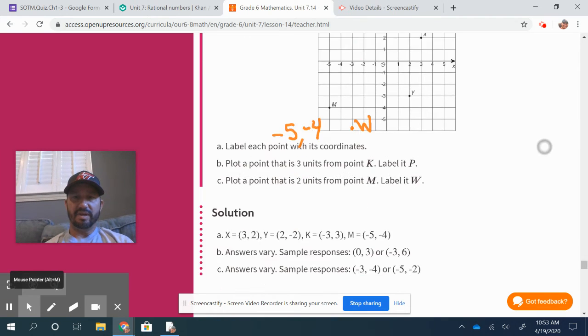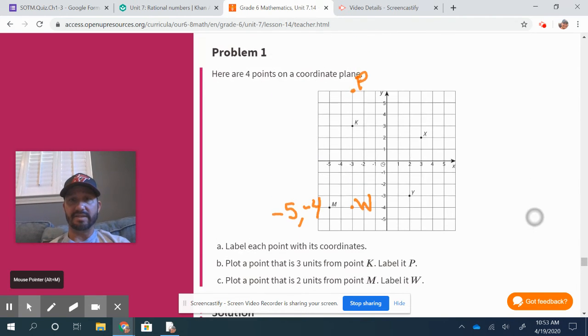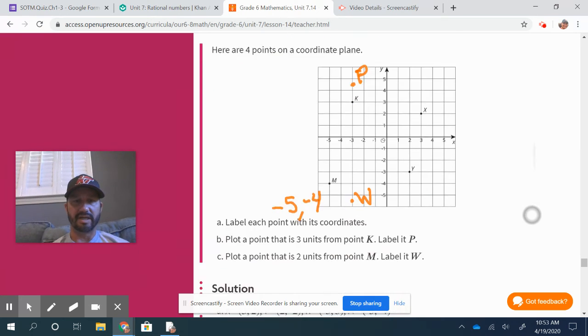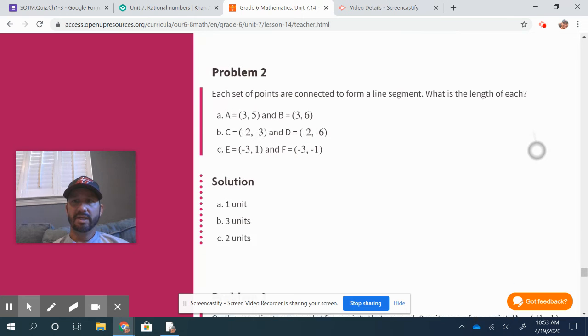And then moving on. And by the way, obviously not everyone is going to have the same answers on these, because on K, you could have gone this way or this way or this way. And on M, you could have gone this way. Even though it's off the coordinate plane that they gave you, there is still a spot over there, down that way or up that way. So you're going to have different answers from other people.